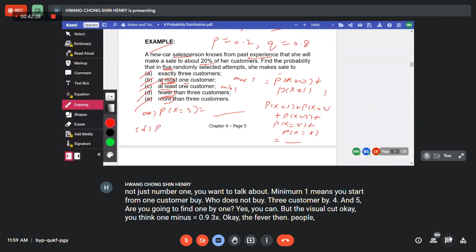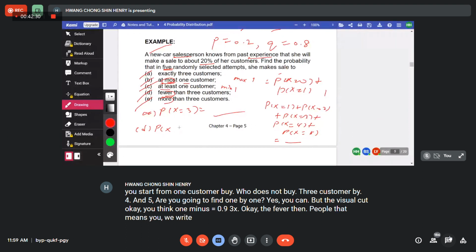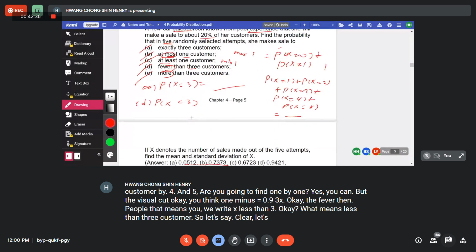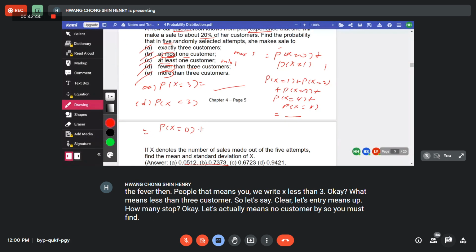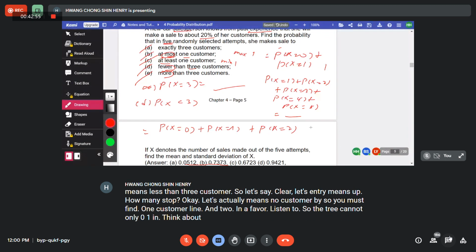No? Okay, D, fewer than. Fewer than means we write X less than 3. Fewer means less than 3 customers. So less than 3 means what? Start from where? Less than 3 means no customer buy. So you must find P(X=0), 1 customer buy, and 2 customer buy, right? Less than 3, so the 3 cannot, only 0, 1, and 2 customer buy. Okay, can you try to get this answer?